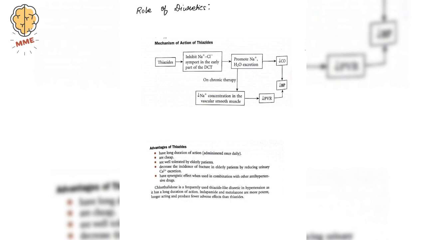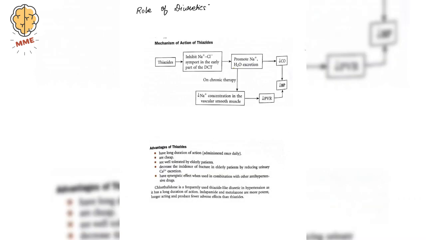Among diuretics we have seen thiazides. Thiazides were listed in the chart that I gave you in the previous slide. Now, the mechanism of action of thiazides: they inhibit the sodium chloride symport in the early part of the DCT and promote sodium and H2O excretion, which decreases cardiac output, blood pressure, and peripheral vascular resistance.